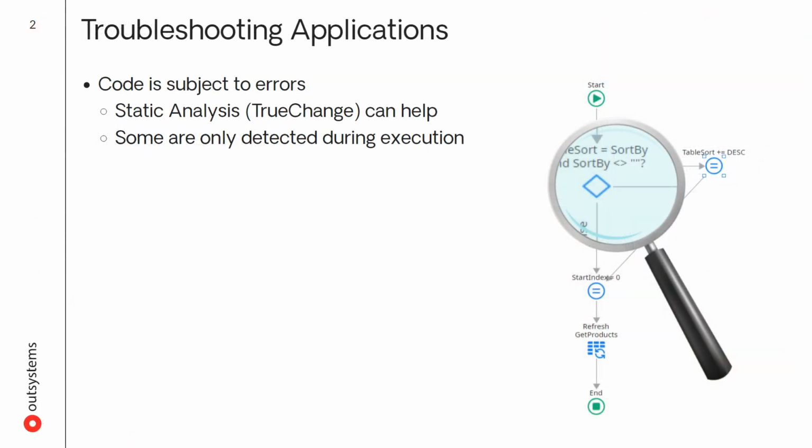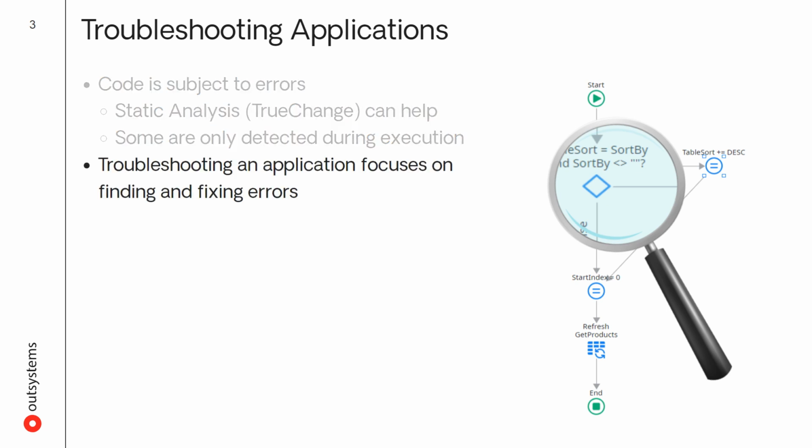Any application is subject to many different types of errors that can happen during execution. Some errors can be detected by static code analysis during development and compilation. However, some are only detected during execution, where they are not expected. Troubleshooting an application focuses on finding those errors and fixing them quickly. Debugging is one of the most common and important techniques that we can use while troubleshooting.